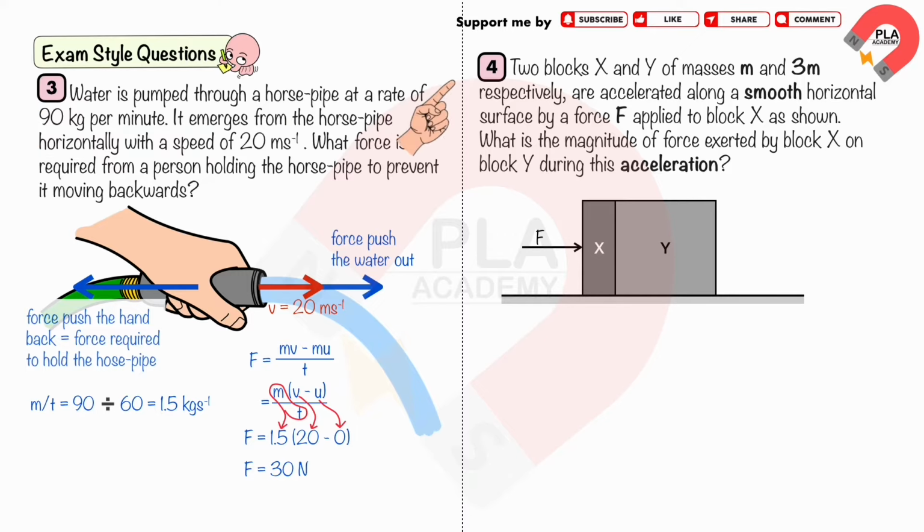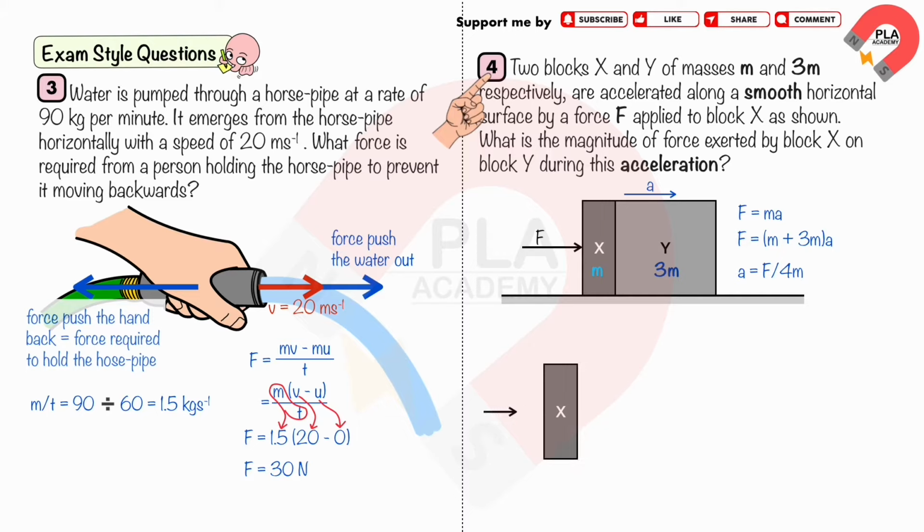Exam style question 4. Two blocks x and y of masses m and 3m respectively are accelerated along a smooth horizontal surface by a force F applied to block x as shown. What is the magnitude of force exerted by block x on block y during this acceleration? We calculate the acceleration of the two blocks from the equation F equals ma. F is the resultant force and m is the combined mass of x and y. We get the acceleration a equals F over 4m.